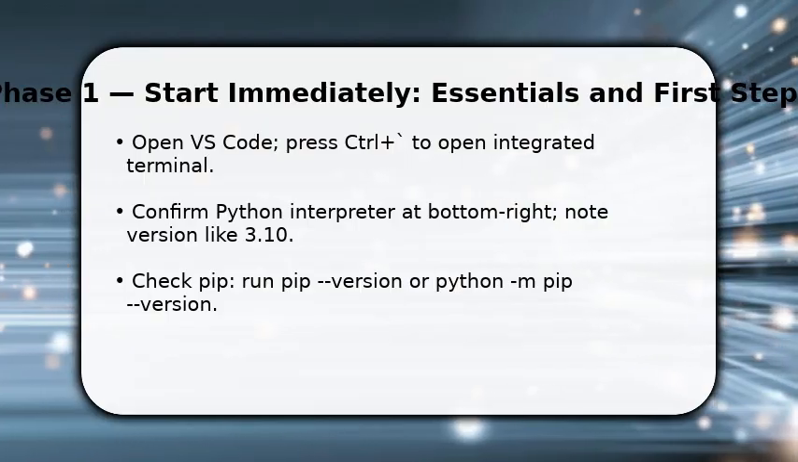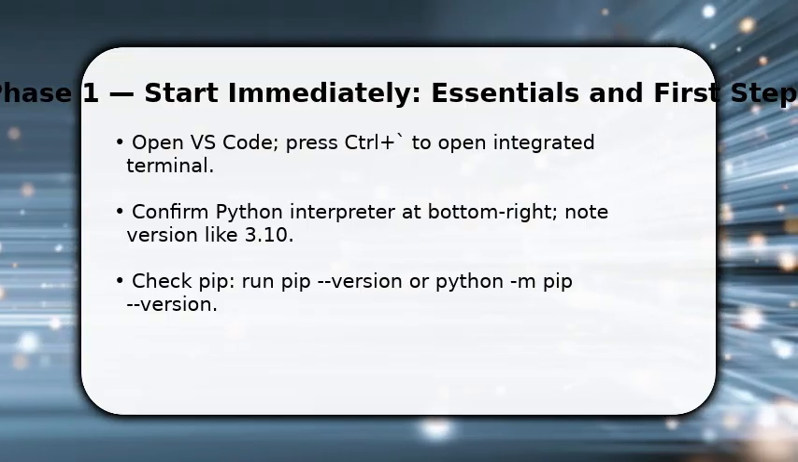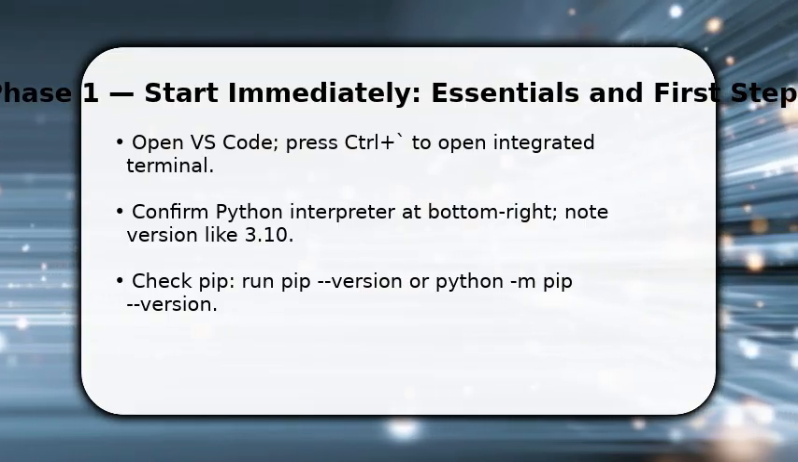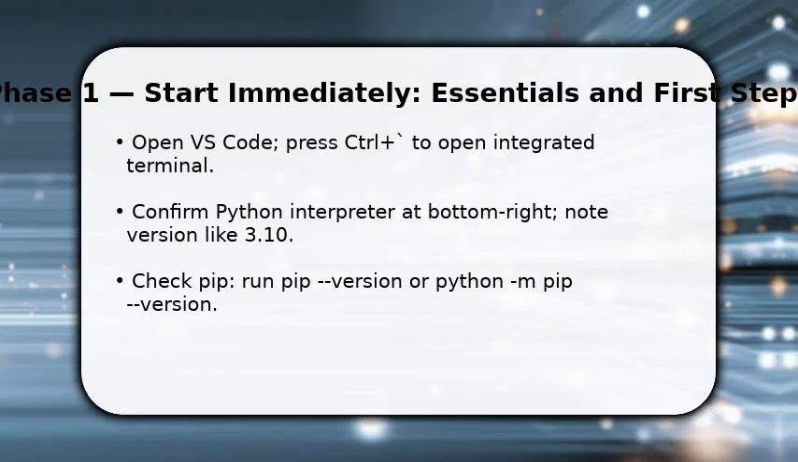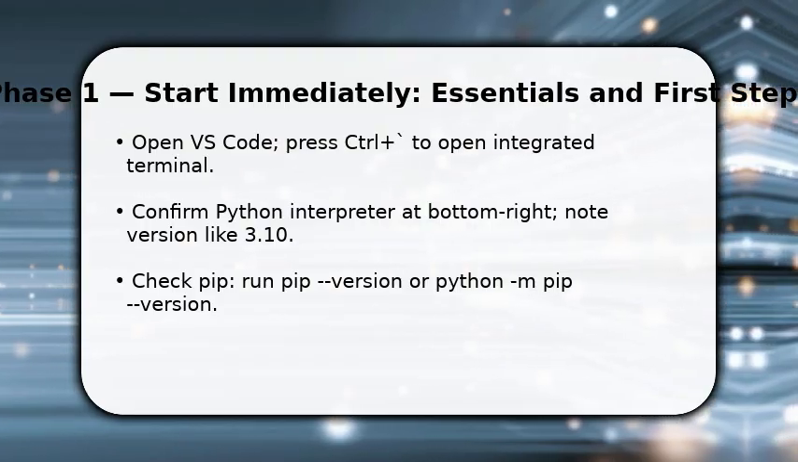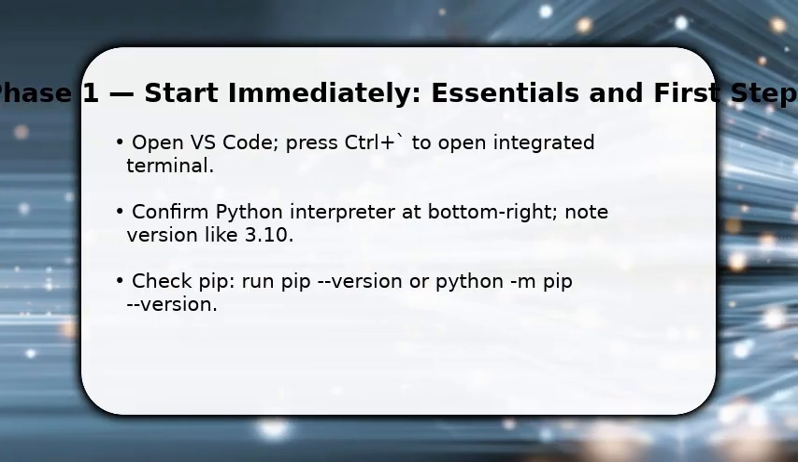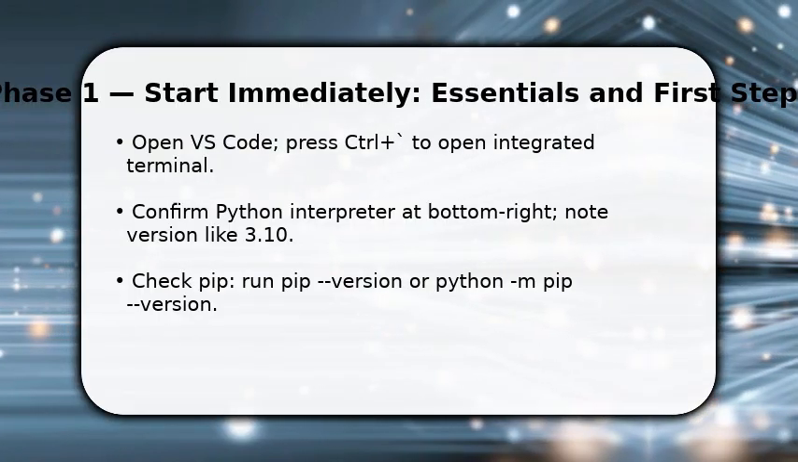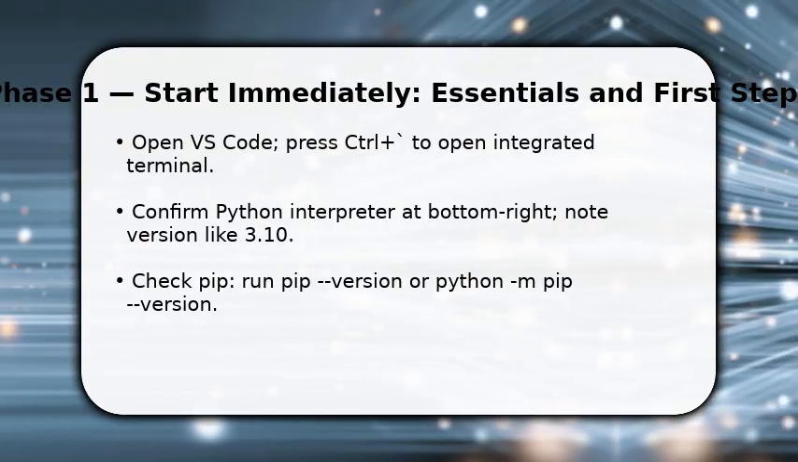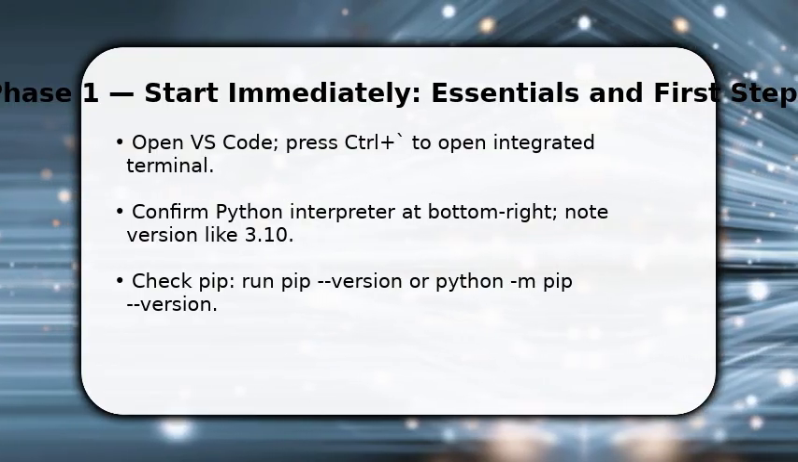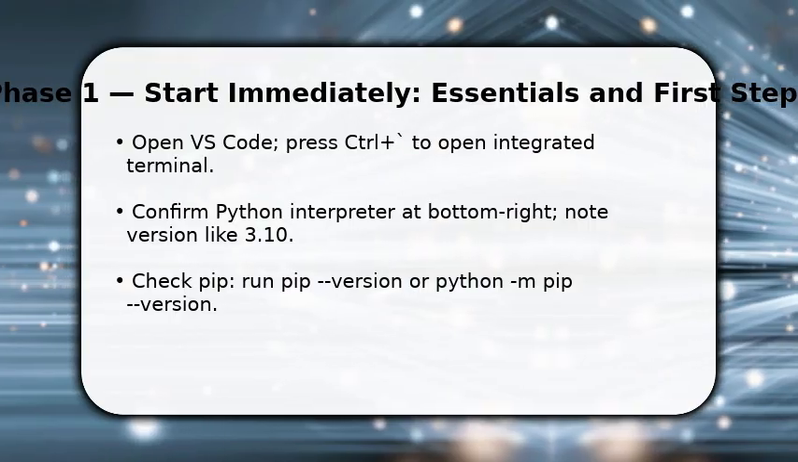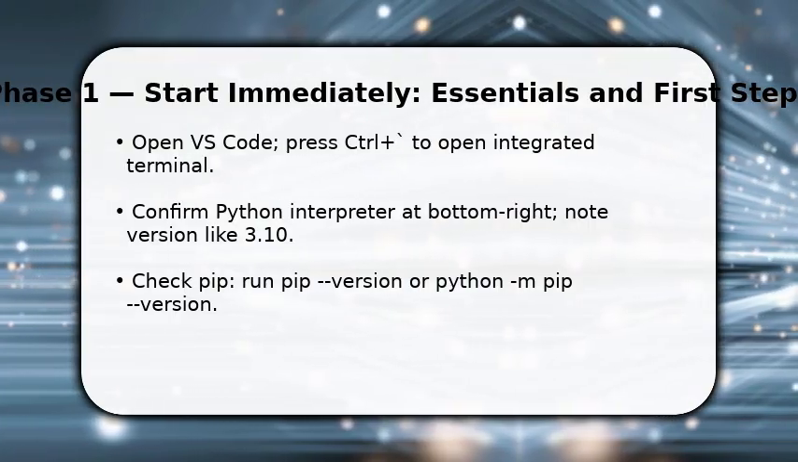You start inside Visual Studio Code, so open the integrated terminal with Control+` and confirm the active Python interpreter at the bottom right. Once done, check pip by running pip --version or python -m pip --version so you know the current state. This matters because VS Code can use a different interpreter than your system one. Make sure the interpreter matches the environment you plan to upgrade.